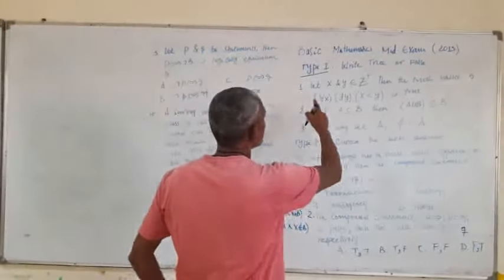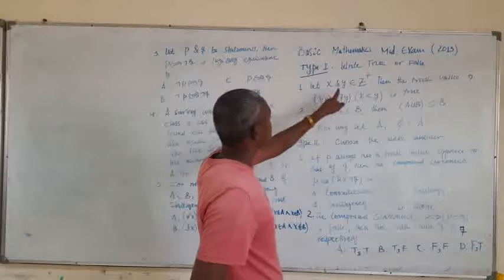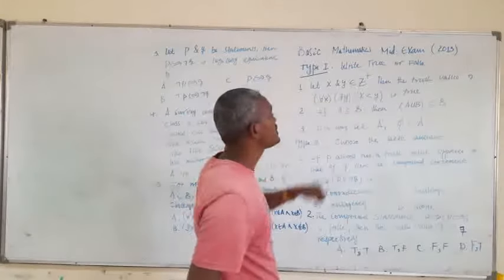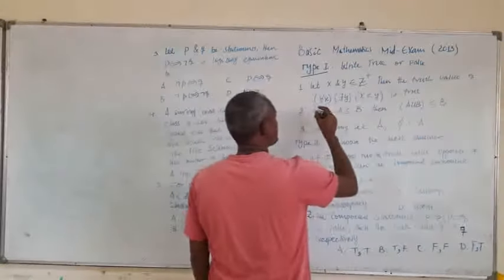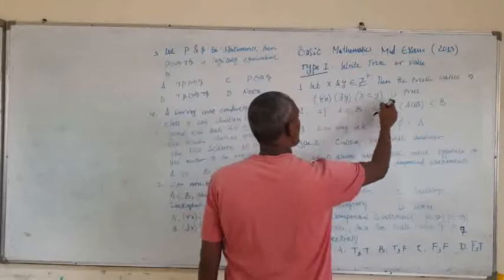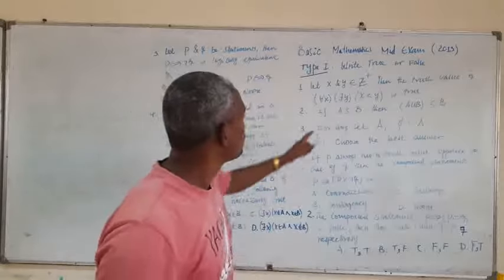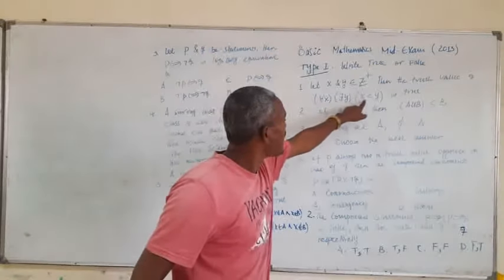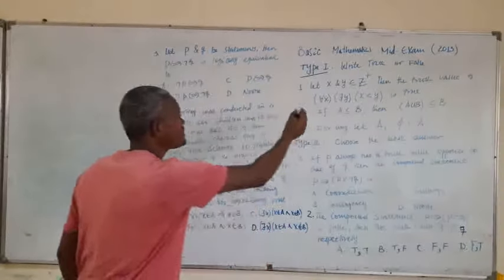So the first question is, let x and y be positive integers, then the truth value of this statement, for all x there exists y, x less than y, is true. Have you seen? For all x there exists y, x less than y. What does this statement mean?